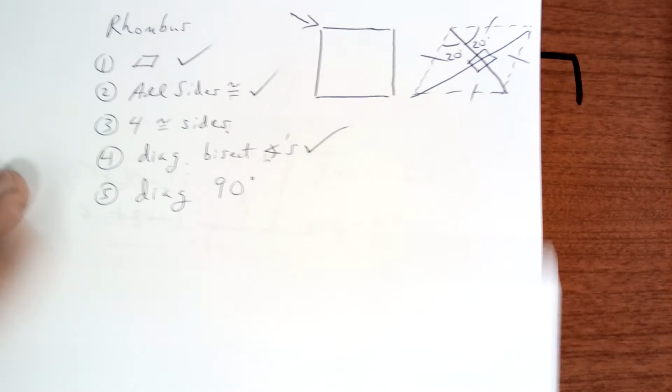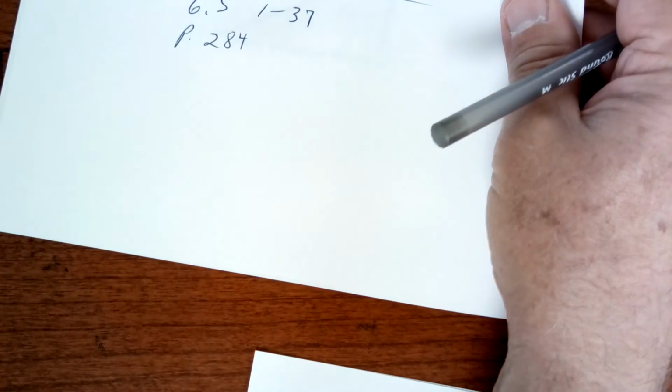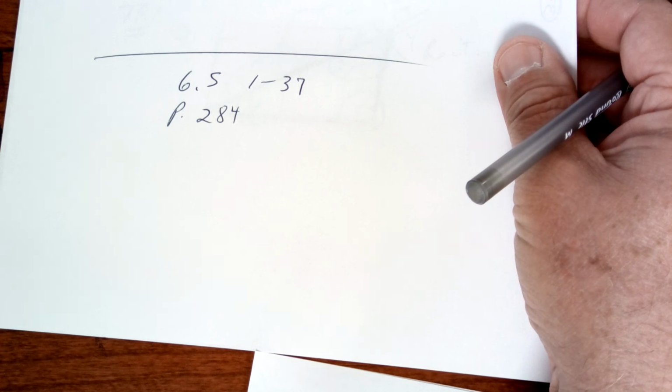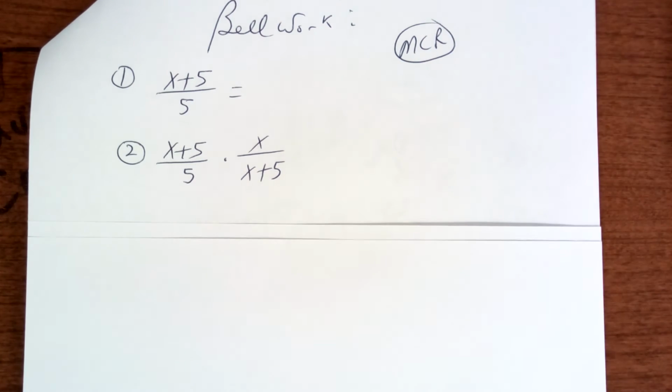Those are the properties. Now today, you're going to be doing this for work, and I want you to get started, and I'll help you. Go back to your properties if you get stuck. There's today's assignment. Let's talk about MCR now. We're doing multiplying here. And don't forget your homework is due.